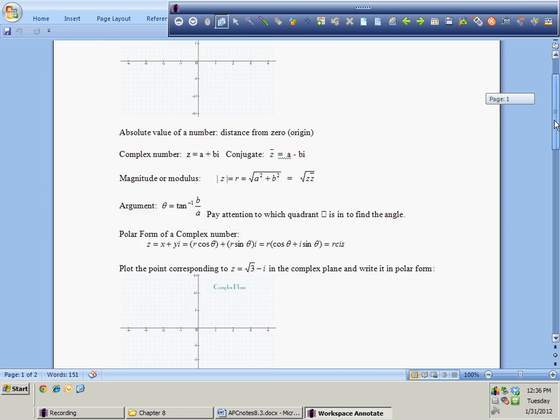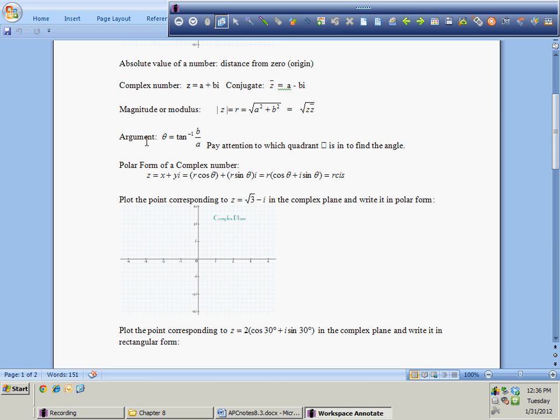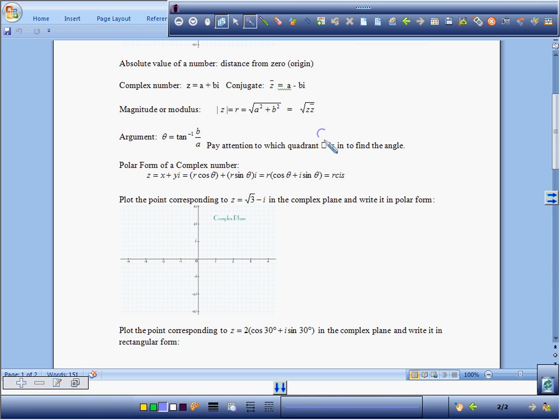Just like in polar coordinates, the argument is the angle that that complex number makes with the positive x-axis. But again, you have to pay attention to which quadrant theta is in to find the angle. And we'll talk about that down here in a minute.